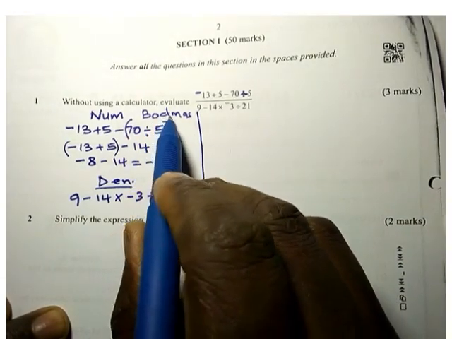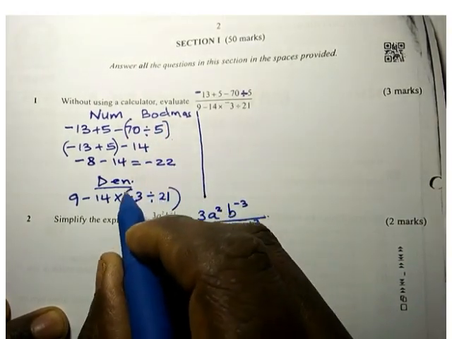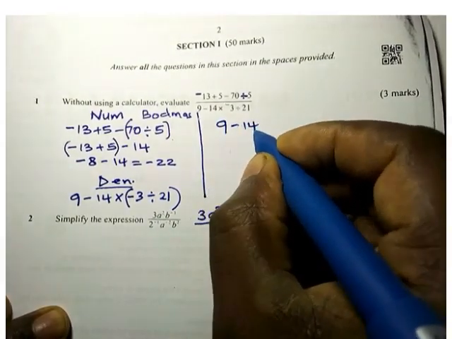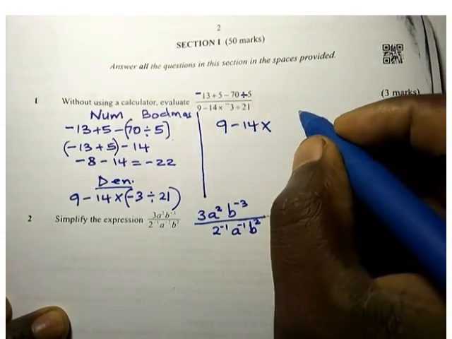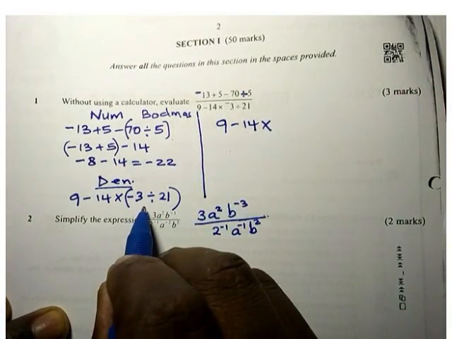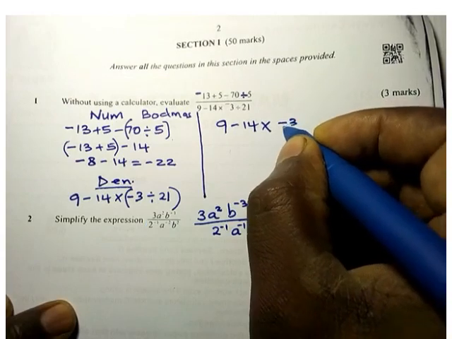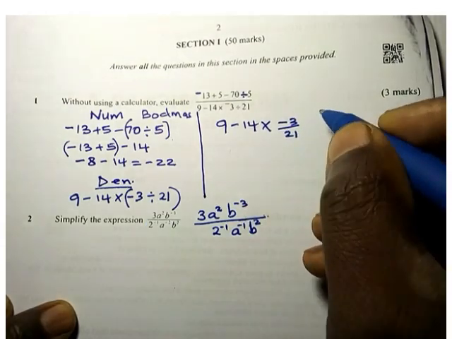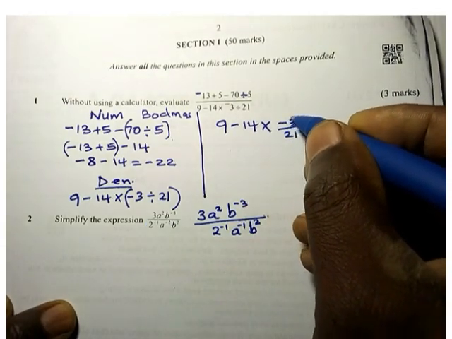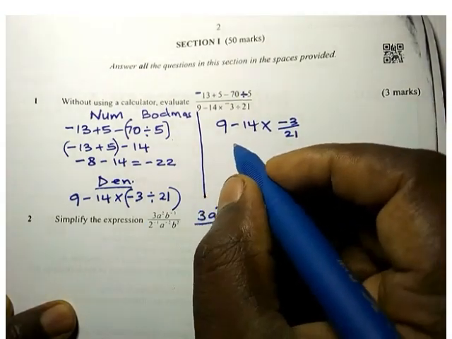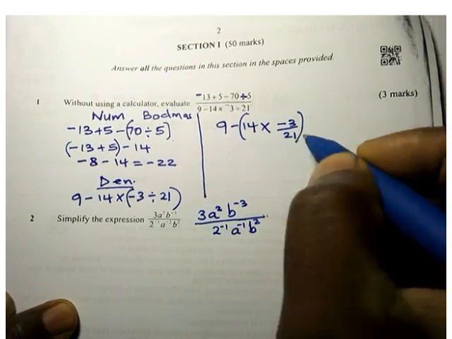From BODMAS, division we will start. So we will start with division. So we will have 9 minus 14 times negative 3 divided by 21. Negative 3 divided by 21 is negative 1 over 7. Negative 1 over 7. So the next that comes is multiplication.